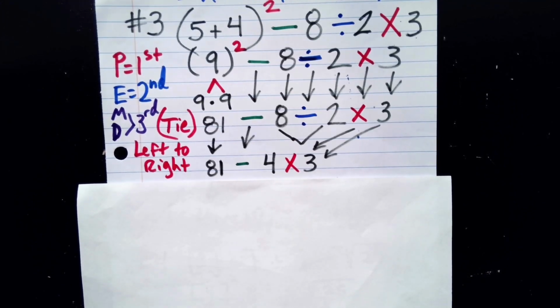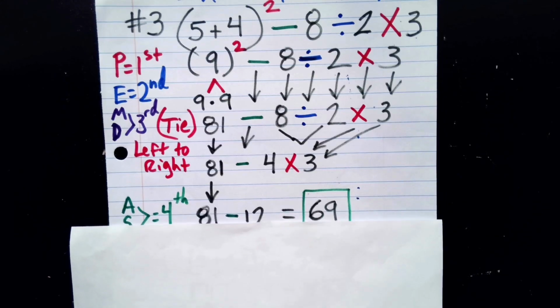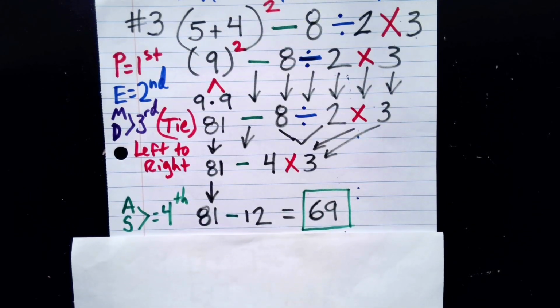Now, in this next step, I'll multiply, working again left to right. 4 times 3 is 12. So 81 minus 12, fourth step, add or subtract. 81 minus 12 is 69.